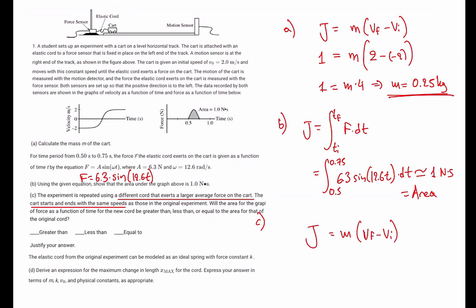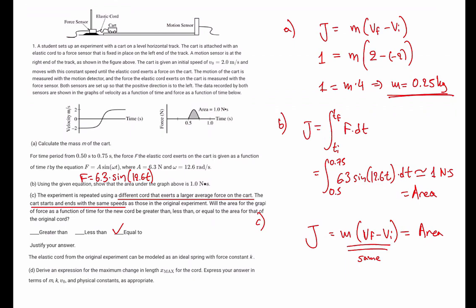The impulse will be the same, and since we have the same mass, we need to know if the area of this graph will be greater or less. We said that the impulse is equal to the area, but the impulse is the same since we have the same initial speed, the same final speed, and the same mass. So it doesn't matter that the cord applies a greater average force, the impulse will be the same and the area of the graph will be the same.